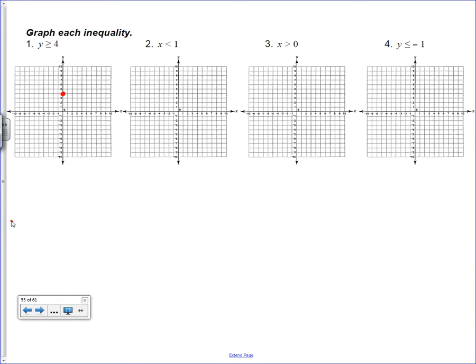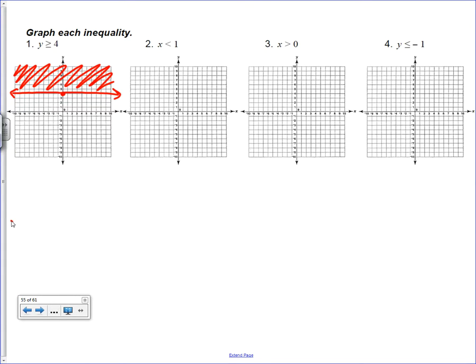Now, before I draw my horizontal line, I need to know if that's going to be solid or dashed. It's going to be solid. Does everybody see the equals bar underneath that greater than symbol? So this is going to be a solid line. And is that a greater than or a less than sign? Greater than, which means I'm going to shade which one, the upper half plane or the lower half plane? Upper. So this is where my shading would be.